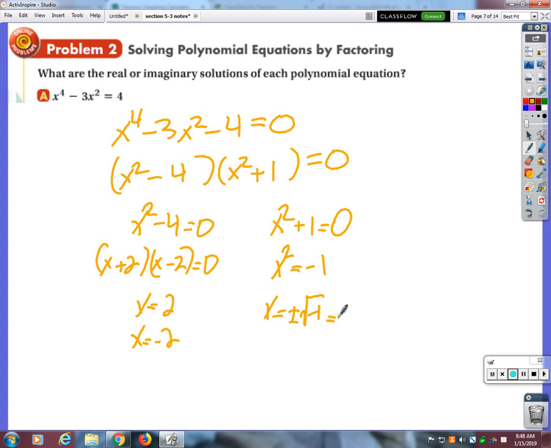What is the square root of negative 1? I. Which again, we only include because it specifically says that imaginary solutions are okay. If it doesn't say that, then for that part we would just throw it out. Okay? So this one also has 4 answers. X could equal 2, x could equal negative 2, x could equal I, or it could equal negative I.